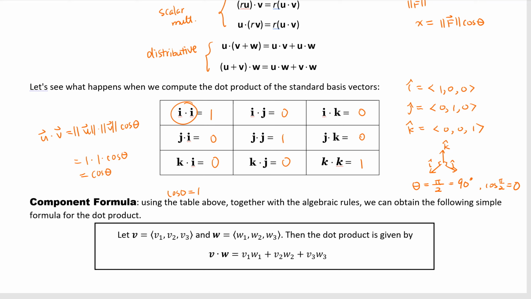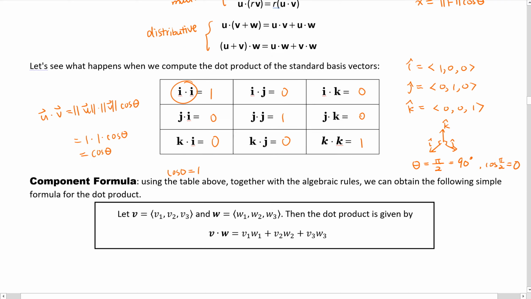Okay, so this gives us the components formula. Use the table above, and together with some algebraic rules, we can obtain the following simple formula for the dot products. So if we have the components v1, v2, v3, and w has the coordinates w1, w2, w3, then the dot product is given by v1 times w1 plus v2 times w2 plus v3 times w3. So we multiply each component respectively, and then we add the results. So far, so good, everybody?